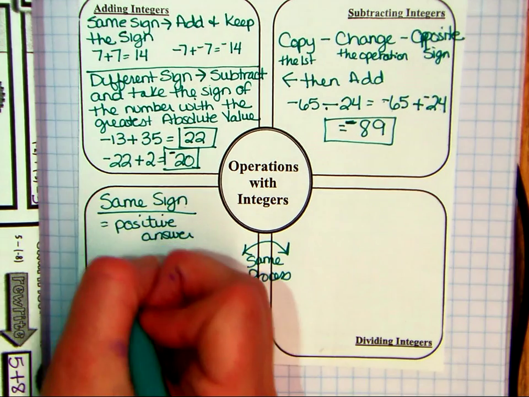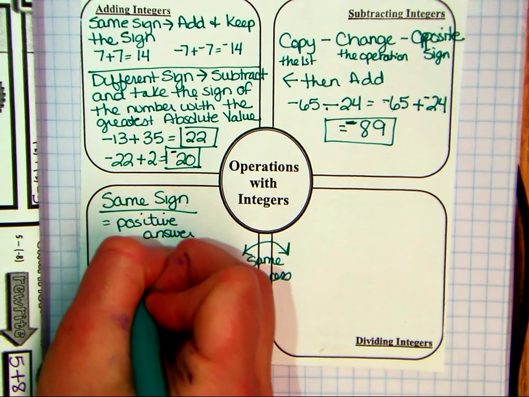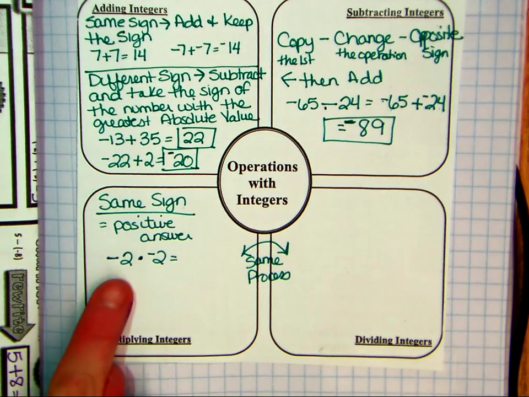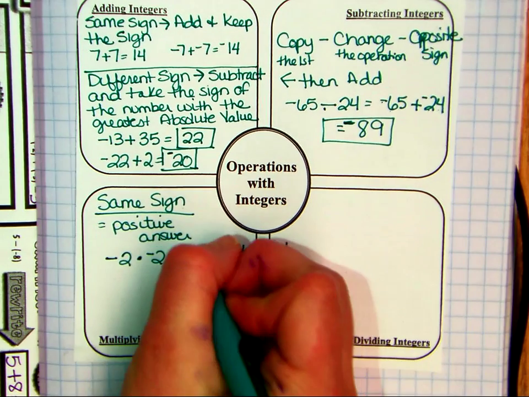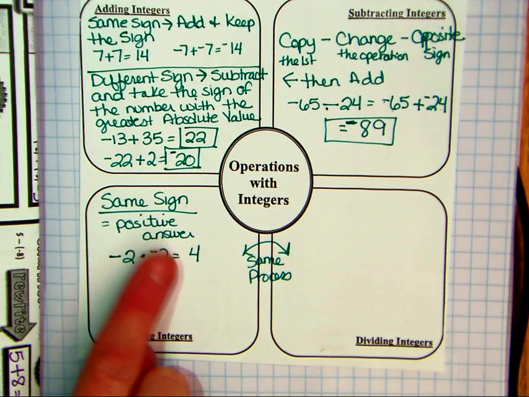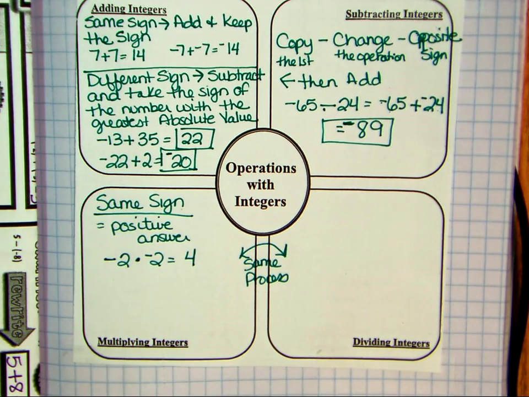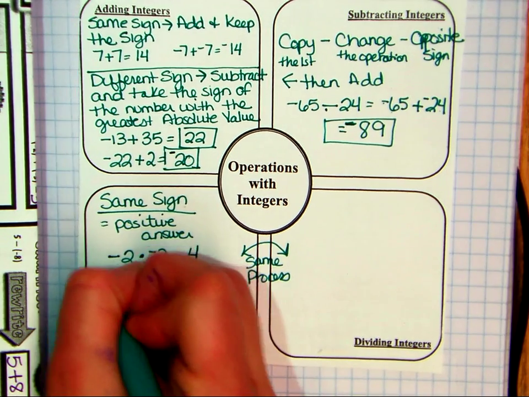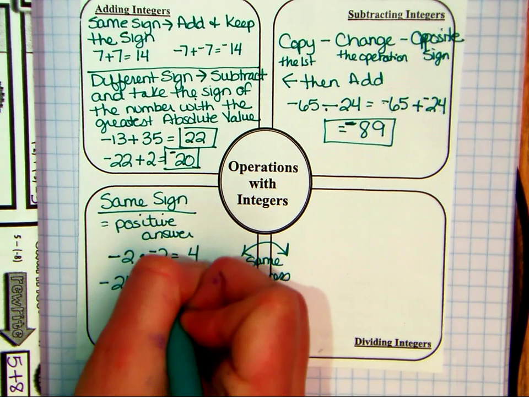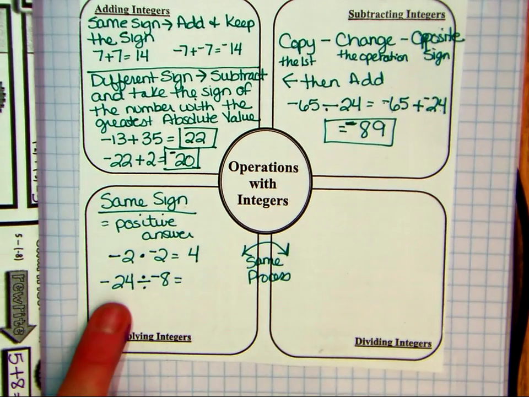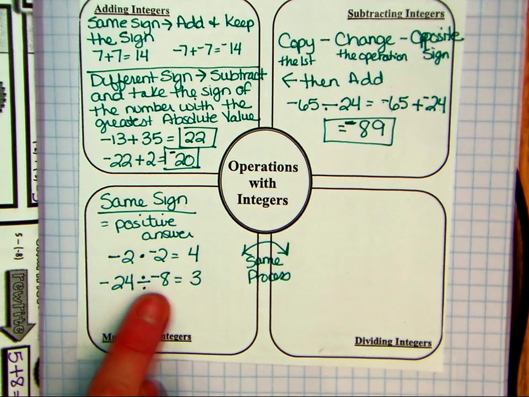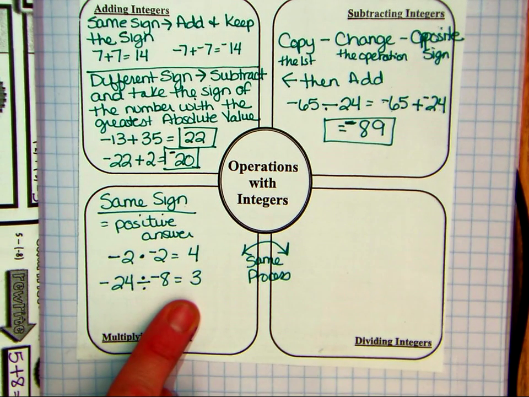So for example, if you had -2 times -2, 2 times 2 is 4, and our answer is going to be a negative and negative, which makes a positive. Okay? You can also have the same thing if I were to have -24 divided by -8. Well, 8 goes into 24 3 times, and because it's a negative and a negative, my answer is a positive. Always.